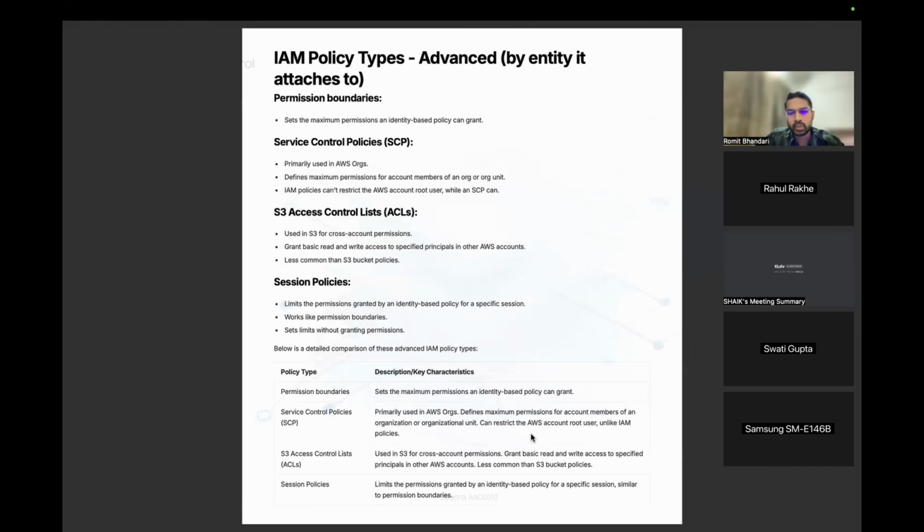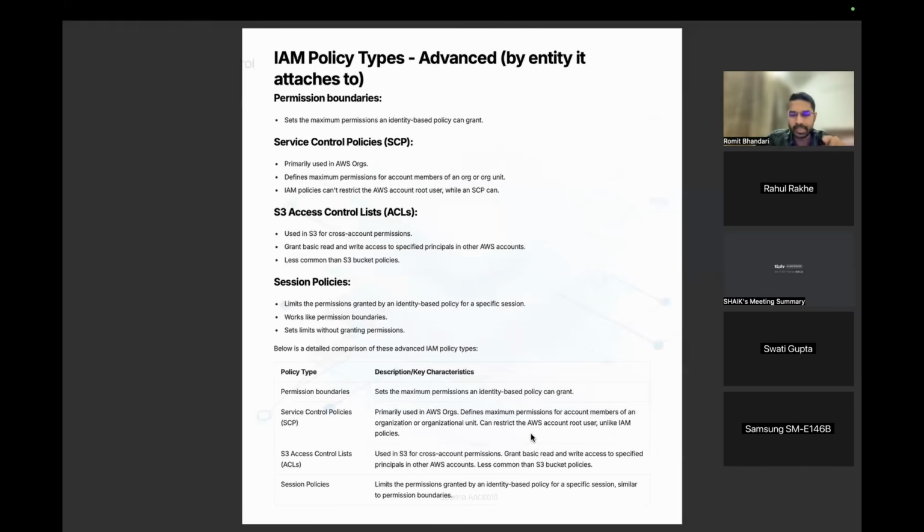Okay, service control policies are on the AWS org level. They define the maximum permissions for account members of an organization or organizational unit. So they can restrict even the root user, while normal IAM policies can't. S3 access control lists are more for cross account S3 access. One account trying to access S3 of another account. There you would need the S3 ACL to have permission on that account, for that account to access it.